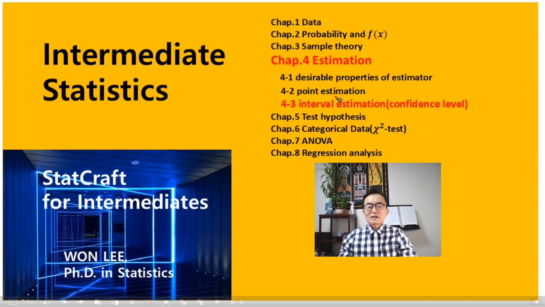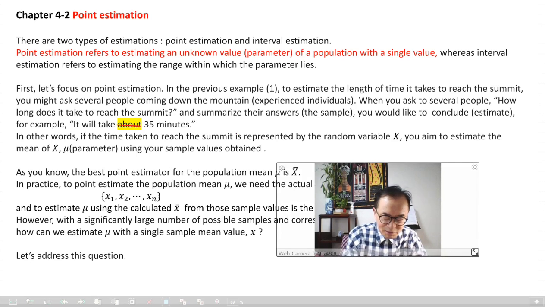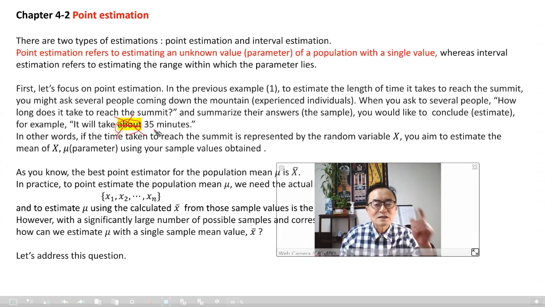Point estimation is estimating by a single value, one value, okay? Interval estimation is a range, an interval where the parameter lies. For example, the length of time it takes to reach the summit of the mountain: it will take 35 minutes. That is point estimation. "About" means some range, so you ignore "about". It will take 35 minutes, just a single value. Okay, let's go on.